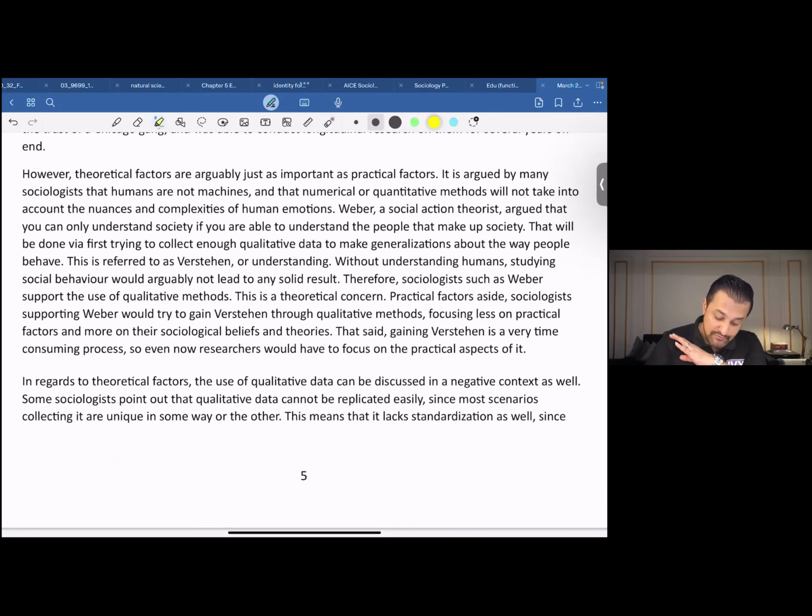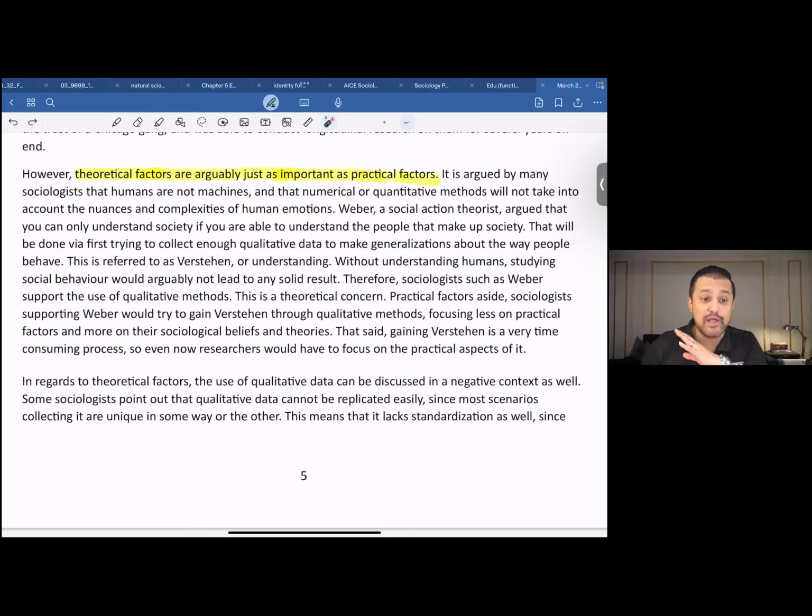However, theoretical factors are arguably just as important as practical factors. It is argued by many sociologists that humans are not machines, and that numerical or quantitative data will not take into account the nuances and complexities of human emotions. Weber, a social action theorist, argued that you can only understand society if you're able to understand the people that make up society.